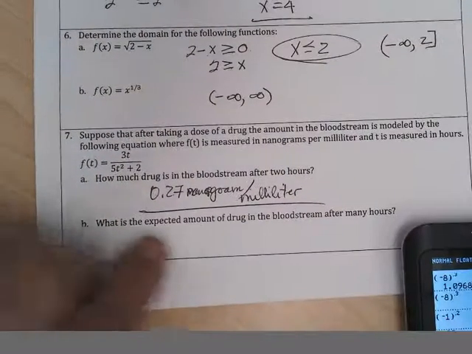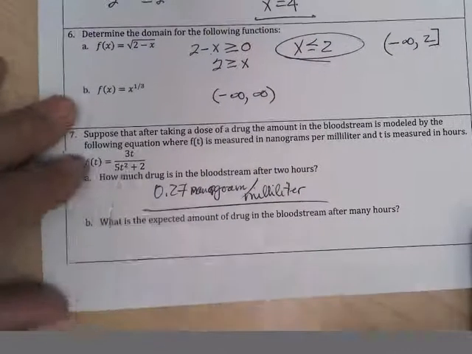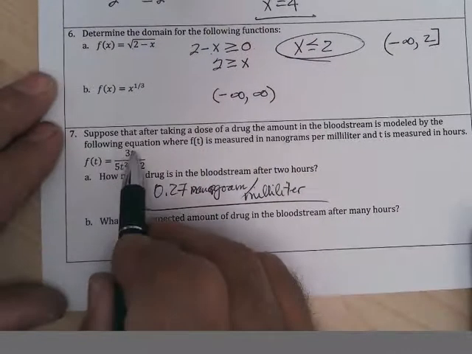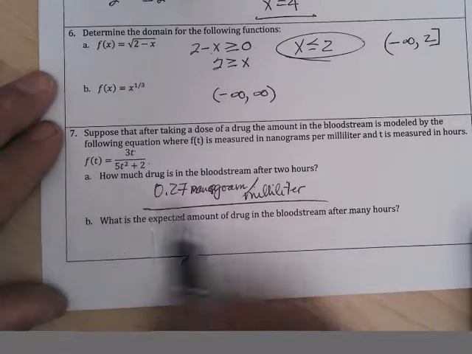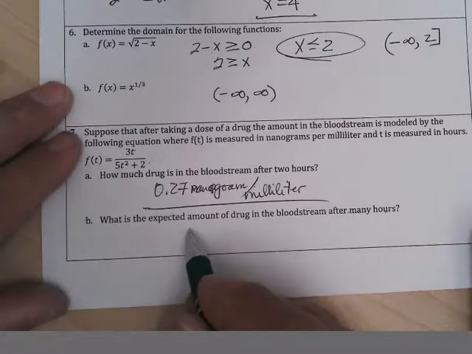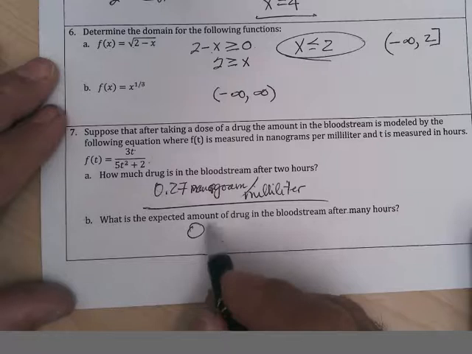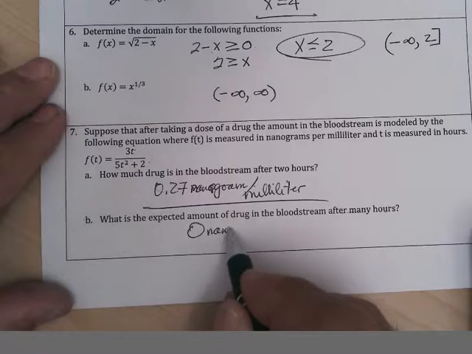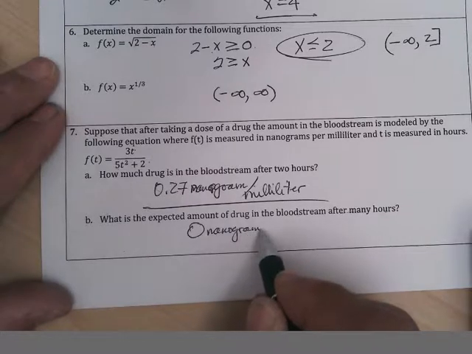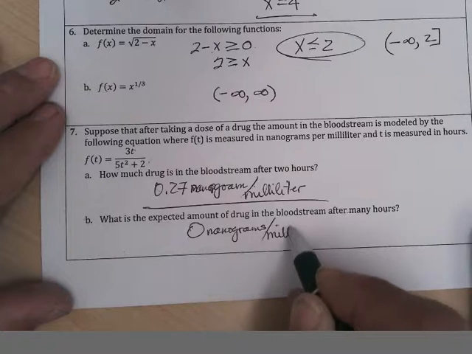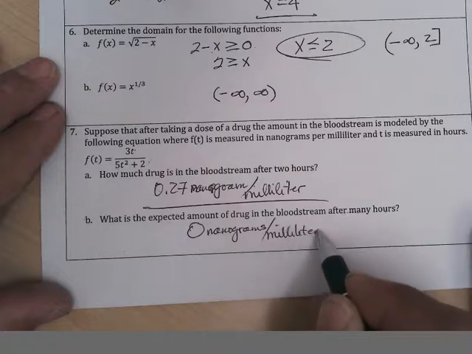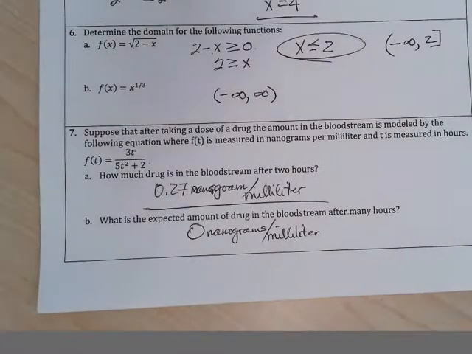What is the expected amount after many hours? The degree of the denominator is greater than the numerator. So for a large number of hours, this is going to go to 0 nanograms per milliliter, or ml. Okay? And that's the sample test.